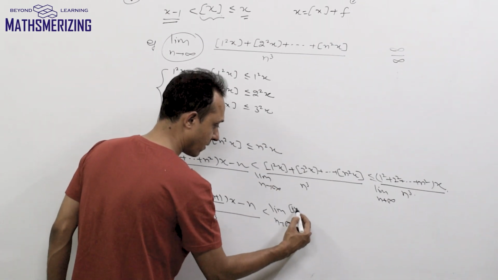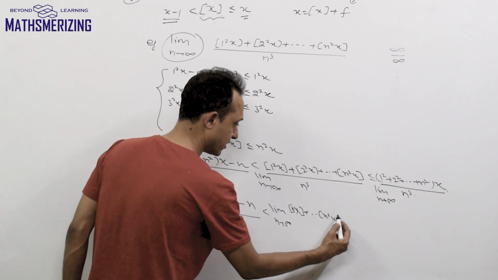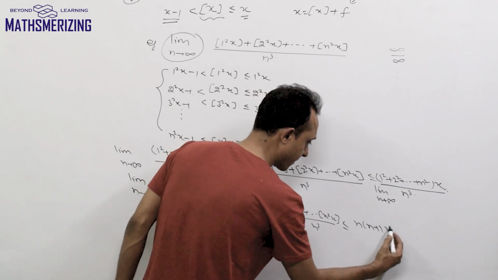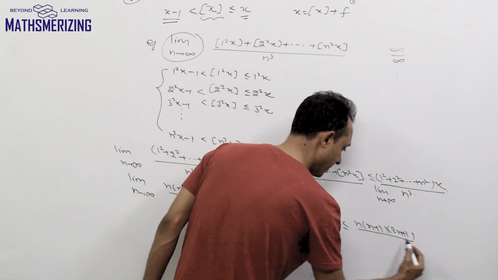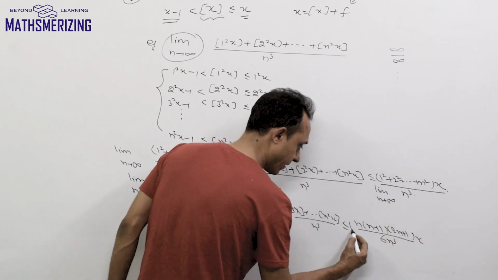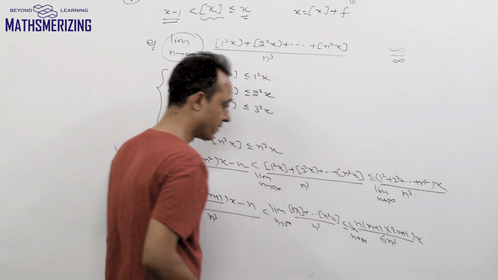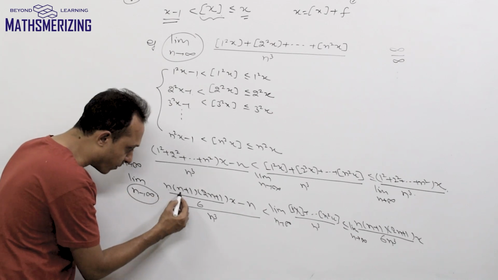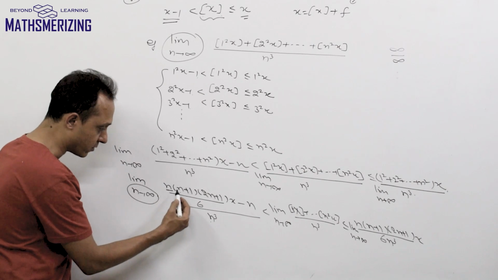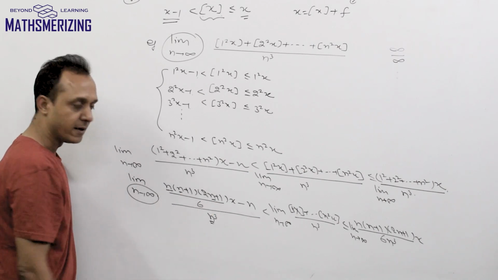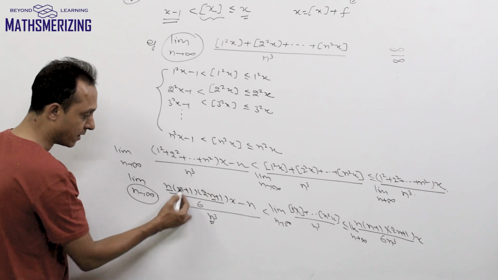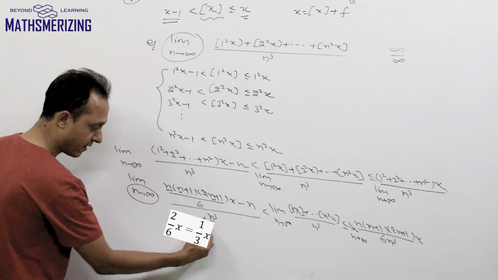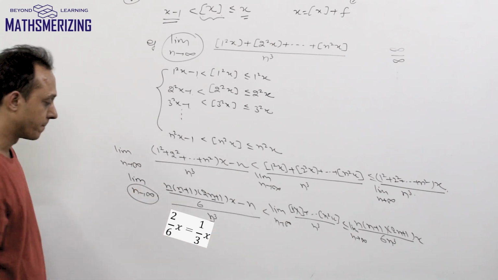So I'll simply write it as the sum of 1 square x up to n square x upon n cube, which is again n into n plus 1 into 2n plus 1 by 6n cube into x, and this is limit n tends to infinity. Now it's an infinite limit. In an infinite limit, if the degree of numerator and denominator is the same, here the degree of numerator is 3 and the degree of denominator is also 3. So the answer to this limit will be the leading coefficient of n cube in the numerator, which is 2 by 6 x, and the leading coefficient of n cube in the denominator, which is 1.